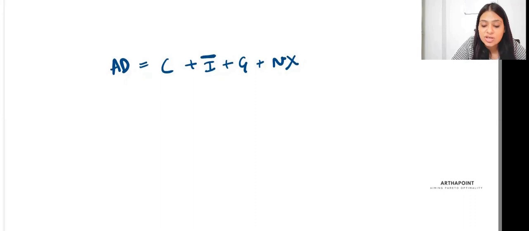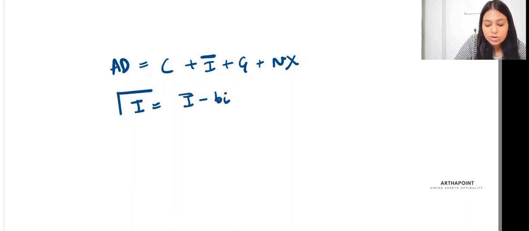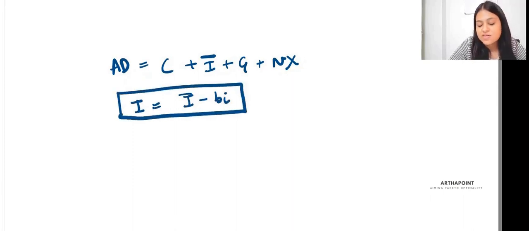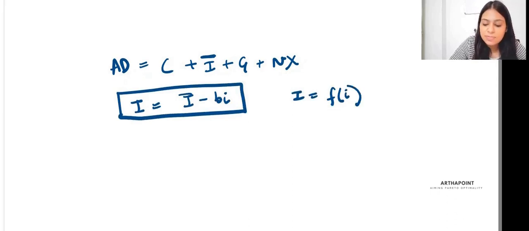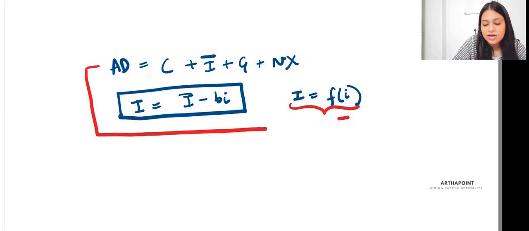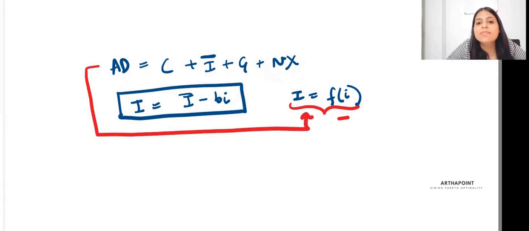Now I want to change this, and I actually want to write investment as I bar minus BI in order to show that investment is a function of the interest rate. At the same time, because investment becomes a function of the interest rate, an inverse function though, we understand that aggregate demand also indirectly becomes a function of the interest rate. So that is something that we are going to do now.